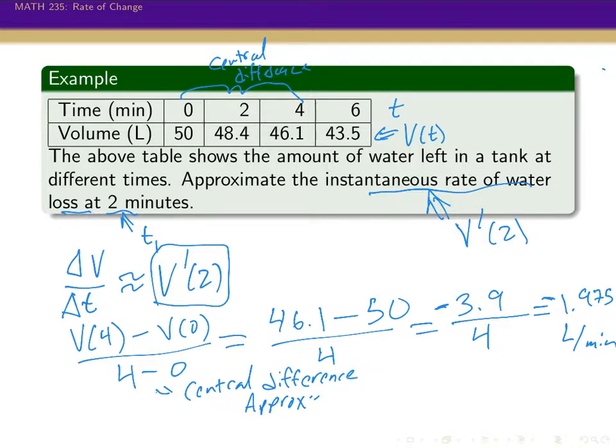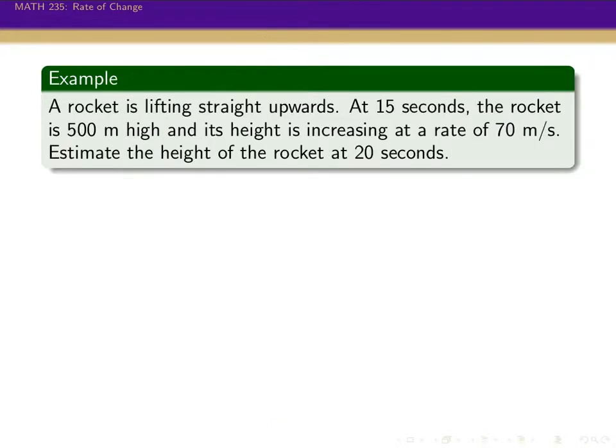Okay, so in this problem, we were using the average rate of change to approximate the instantaneous rate of change. We're using the slopes, the secant slopes, to approximate our derivative, the tangent slope. Okay, now here's a different question. So in this question, a rocket is lifting straight upwards. At 15 seconds, the rocket is 500 meters high, and its height is increasing at a rate of 70 meters per second. Estimate the height of the rocket at 20 seconds.